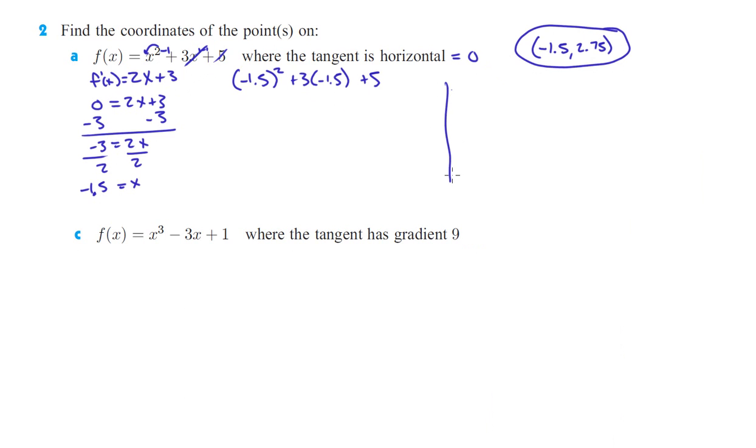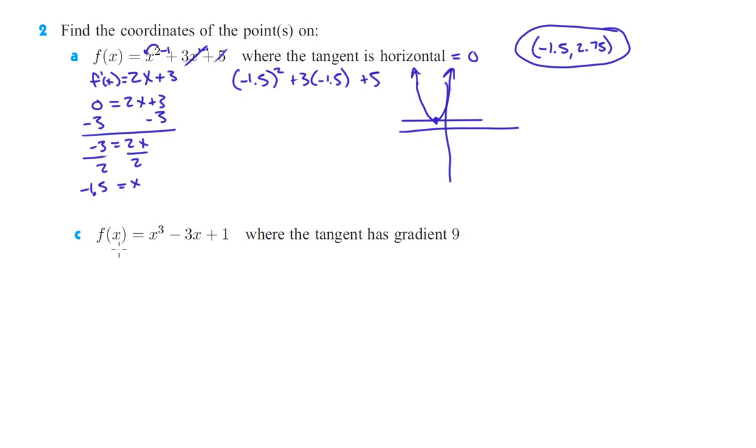So again, just so you get an idea of what we're up to here, this function would look, I'm totally spitballing, just roughly like that. And they're saying the one spot where we're going to get a tangent that has slope of 0 is right here at this point, which is negative 1.5 and 2.75. So that's what they're asking us.